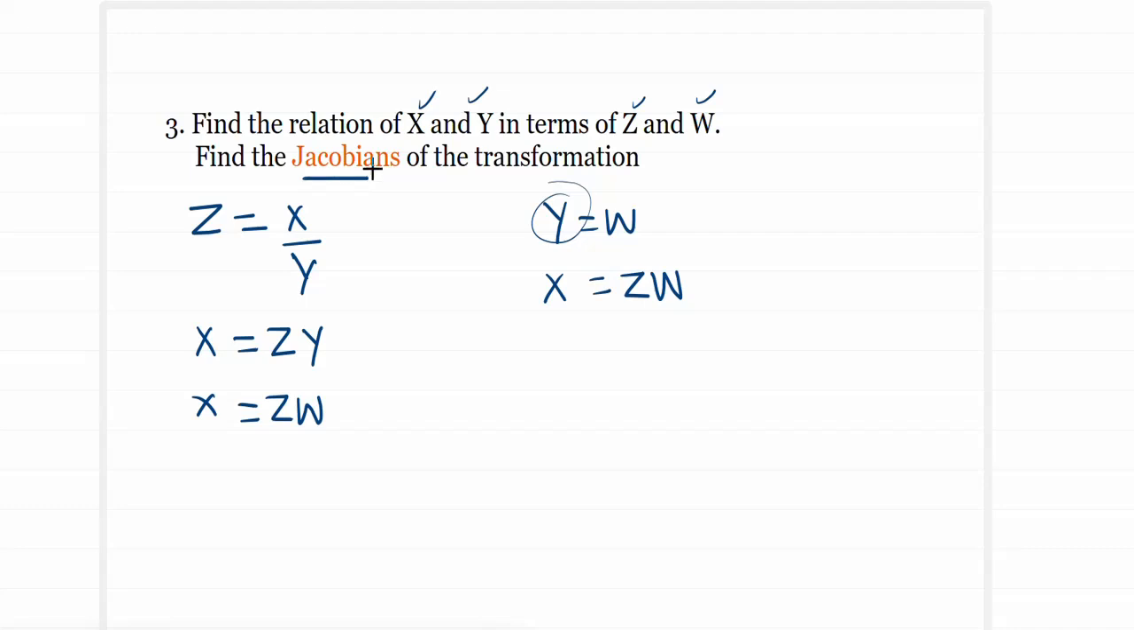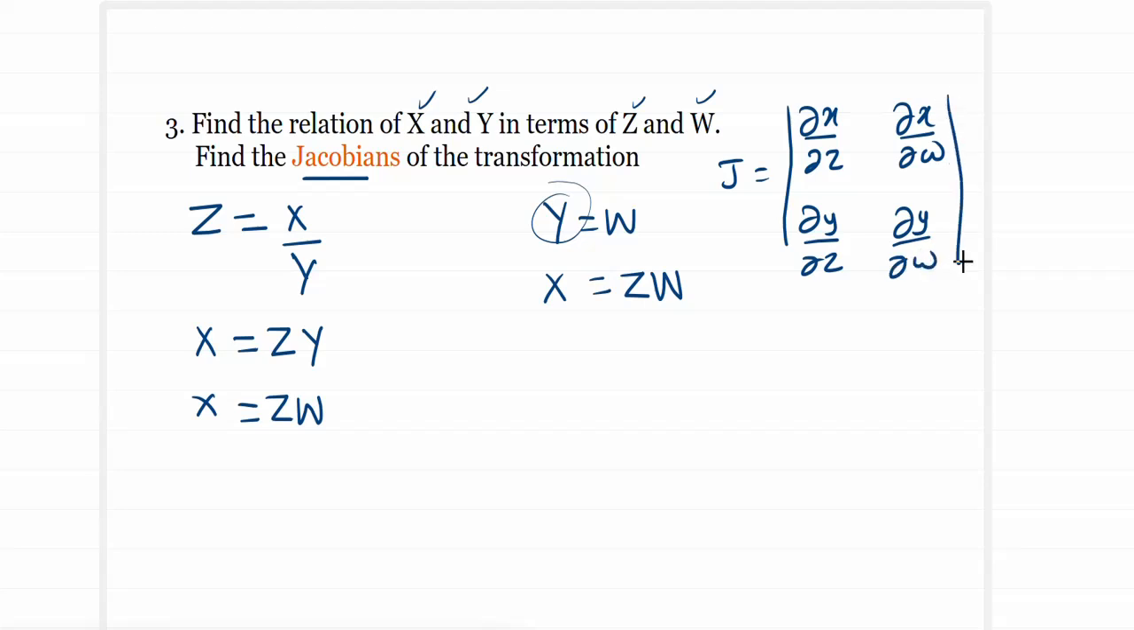Now the next step is the Jacobian of transformation. What is going to be the Jacobian of transformation? My Jacobian is nothing but the determinant of X with respect to Z, X with respect to W, Y with respect to Z, and Y with respect to W. So if I am able to find the 2 cross 2 determinant of this, then that is going to be my value of Jacobian.